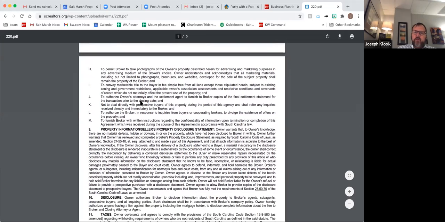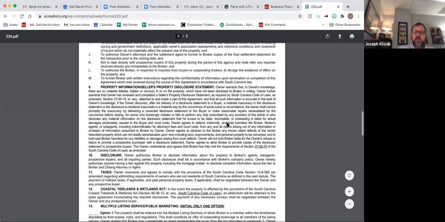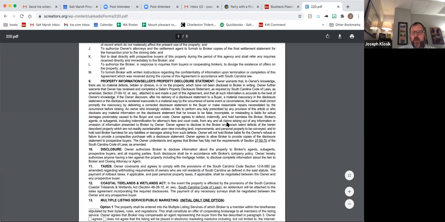Again, more authorization for the attorney, that they're going to allow the attorney to disclose the information, give information to the buyer, authorize the broker in response to inquiries from buyers and co-ops to divulge the existence of offers on the property. You obviously want to be able to tell them that. You don't have to tell them the details of it. And then furnish the broker with written instructions regarding any confidentiality of information upon terminating or completing this agreement. So if they did terminate the agreement, if they wanted any information then made confidential, mainly stuff in the MLS, most personal stuff would be protected in the agency agreement anyway.